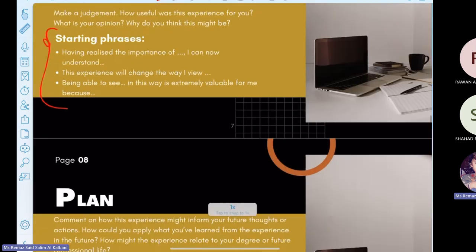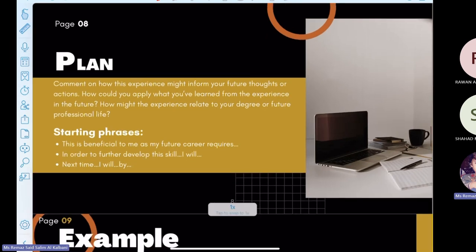Okay, as for the last part, I told you the last part is only for the future. How will you apply this in your career or in your future job, future projects? So comment on how this experience might inform your future thoughts or actions. How could you apply what you have learned from the experience in the future? How might the experience relate to your degree or future professional life?